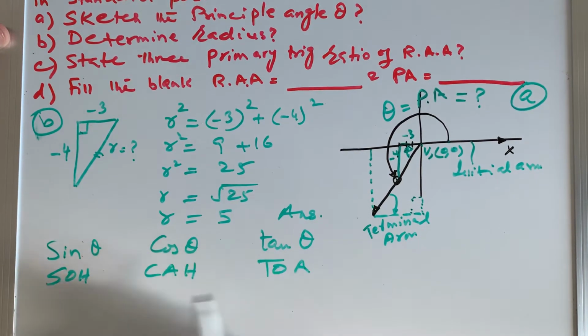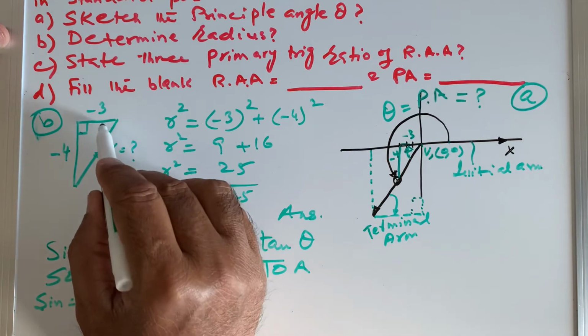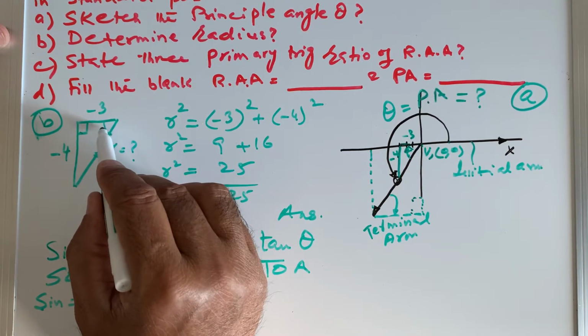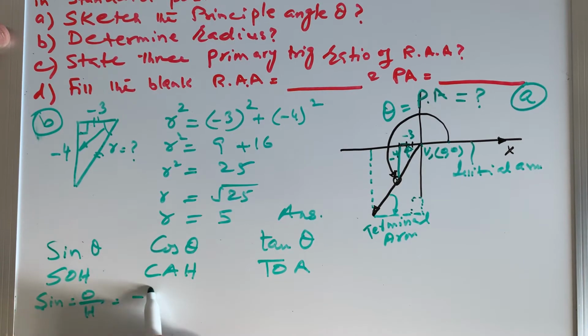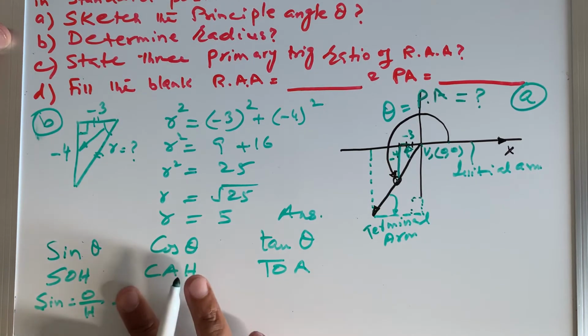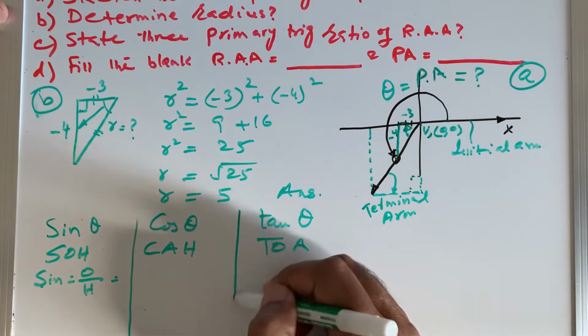So sine is opposite over hypotenuse, right? What is opposite in this case? -4. We are talking about this angle, right? Opposite is this, adjacent is this. This is your adjacent, right? We are talking about beta. So opposite is -4 divided by hypotenuse. Hypotenuse is r, so that is 5, right? So I will use this section for cos, and then tangent, right?